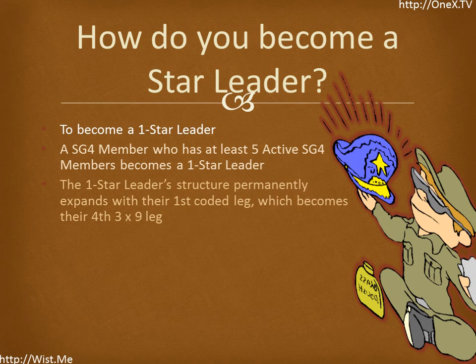When you become a 1-star leader, your structure will permanently expand with 1 coded leg. Permanently. You cannot lose this coded leg. It is yours. Now this coded leg you could see as your 4th leg. You start with 3 by 9, now it's 4 by 9.